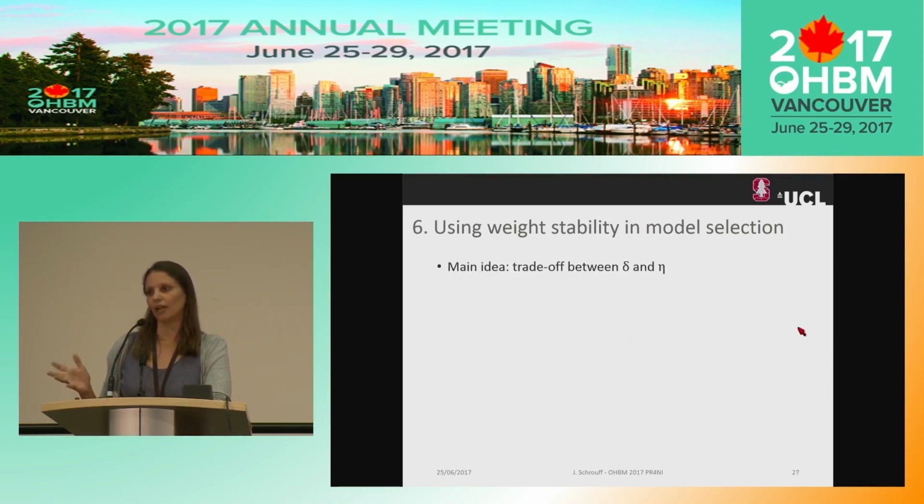And so the main idea behind that is that there's a trade-off between delta and eta. If you give up a little bit of model generalization, you will improve the weight stability or interpretability. And in those two works, they have assumed that you can just say it's half generalization ability and half interpretability, and that's what you want to optimize. I played a little bit with that, and that choice is, of course, influencing the results.